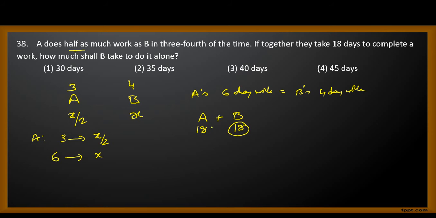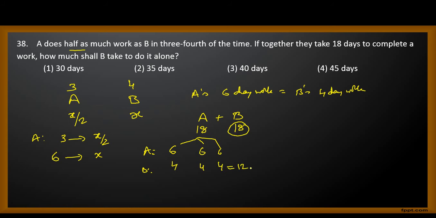Now we can split that 18 as 6, 6, 6. Is that clear? Now if A takes 6 days, this is A's work. I am splitting this 18 as 6, 6, 6. A's 6 days work equals B's how many days work? 4 days work. So this part can be completed in 4 days. This can be completed in 4 days. This can be completed in 4 days.